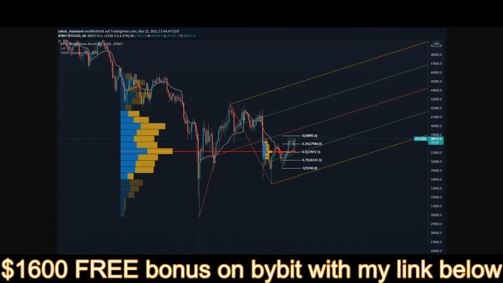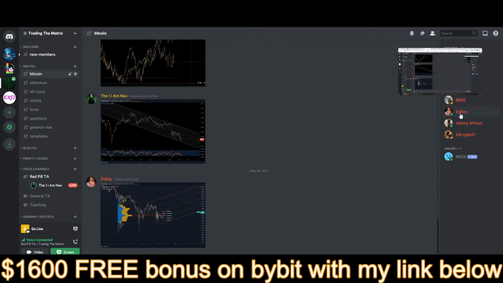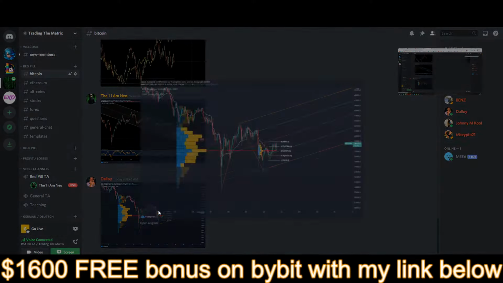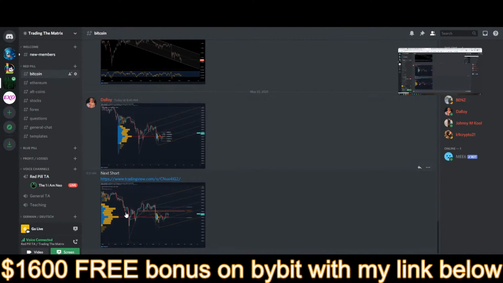And then also, in the Red Pill community, your boy right here is posting up that we had the session point of control from the previous day, and then we have the current day point of control showing up at 3,700, where we got our bounce from. And we also have a pitchfork. So big shout outs to the community.